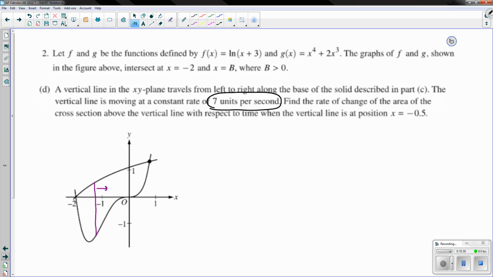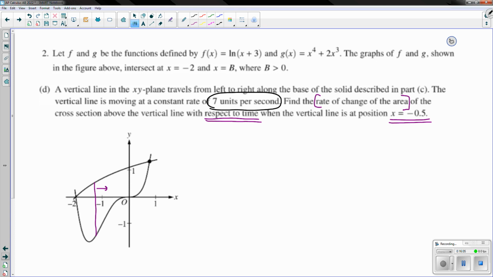So the area of the cross section above the vertical line with respect to time, when the vertical line is at a certain position. A couple of key pieces of information here beyond that initial thing we just talked about: rate of change, units per second. So here we go. We have to, one, differentiate with respect to time. So we recognize from this portion that we're going to need a derivative of the area, but when we differentiate, it has to be with respect to time, and we want to know what's happening at the specific point. So here's the key to this problem.